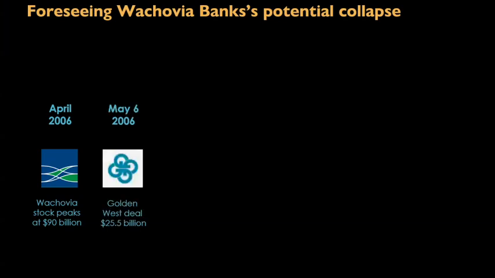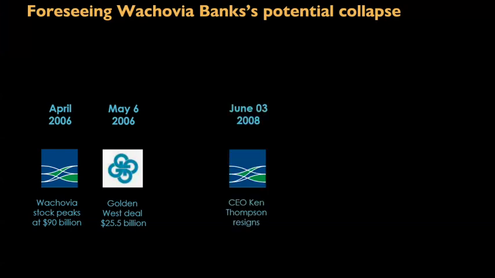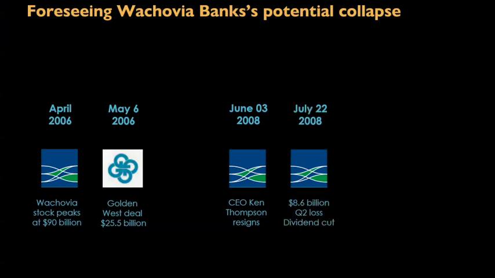And a month later, Wachovia undertook the acquisition of one of the largest mortgage finance organizations in the country, mortgage banks, Golden West Financial. By June of 2008, just 2 years later, the CEO had to resign. The question is, why did the CEO resign? Well, in July of that same summer, Wachovia announced a loss of some $8.6 billion and a cut of its dividend. The dividend cut is not something that is taken lightly.